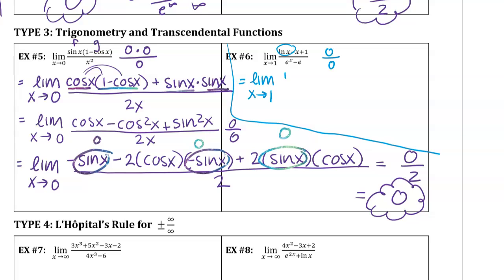The derivative of natural log is 1 over x. The derivative of negative x is negative 1. The derivative of e to the x is e to the x. And then we have constants, so that 1 on the top goes away. e is just a constant. It's like 2.17 or whatever. Okay, so that goes to 0 as well. So now what we end up with is 1 over 1, which is 1, minus 1 over e to the first power. This is 0 over e, which is just 0.